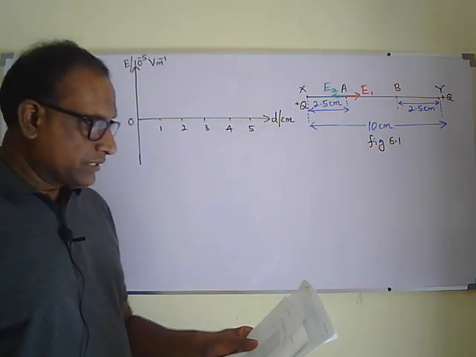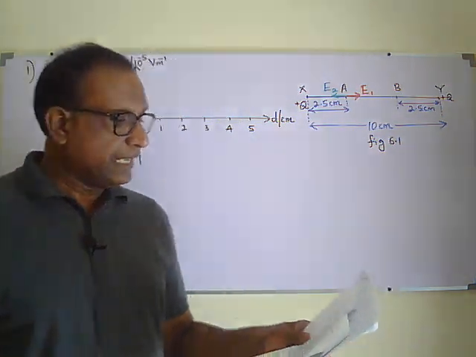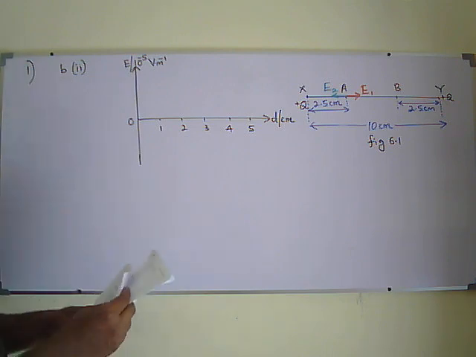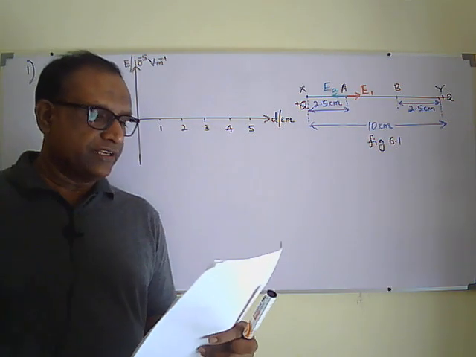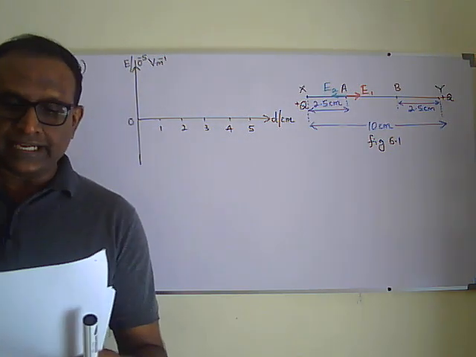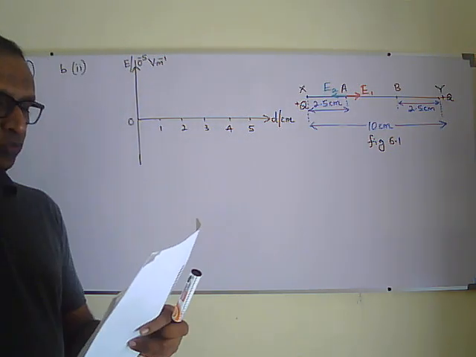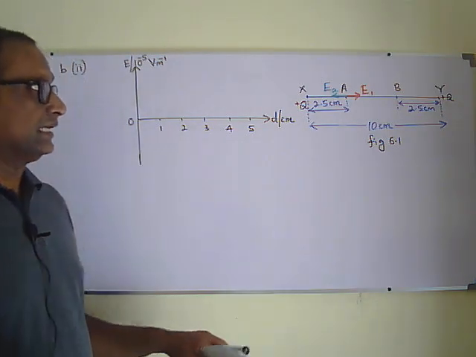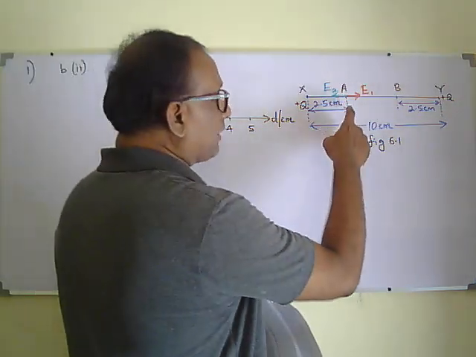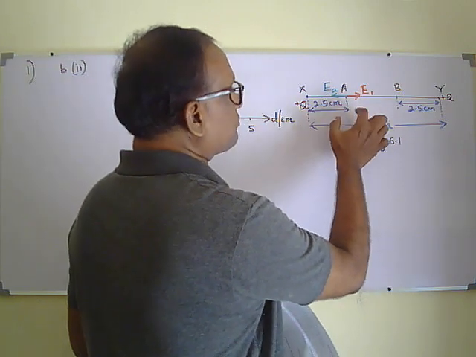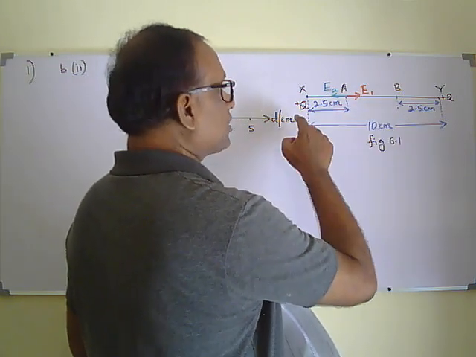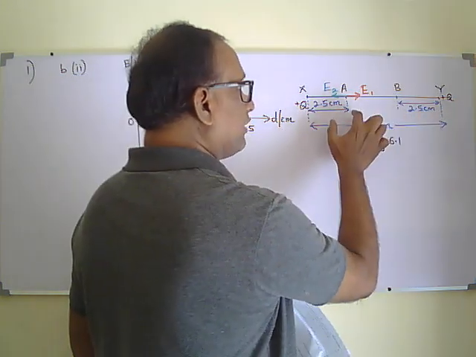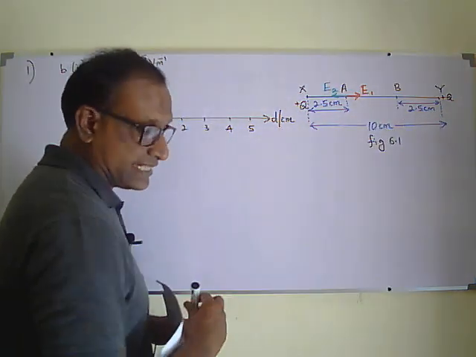Okay, so now we are going to consider the first question, B part, second part. There you can see they are saying, on figure 6.2, sketch the variation of electric field strength E with distance D from A to B. So they are measuring from A to B. You know the distance from A to B is 5 centimeters, because totally 10 centimeter: this is 2.5, this is 2.5. So this will be 5 centimeter.